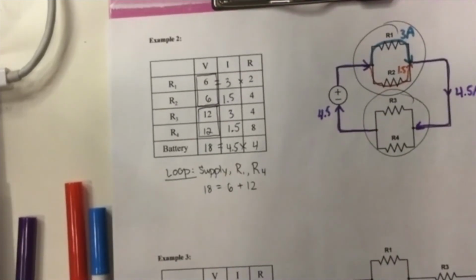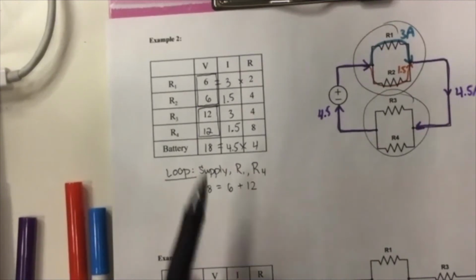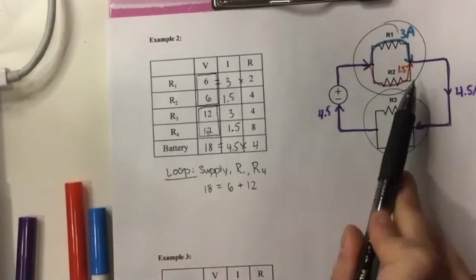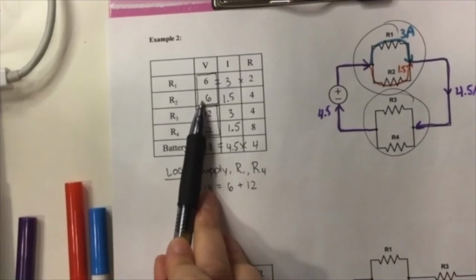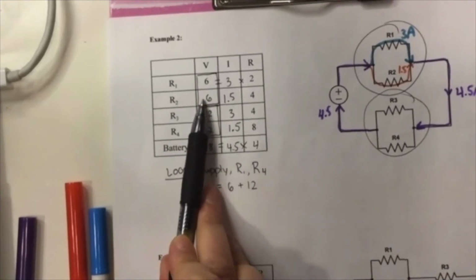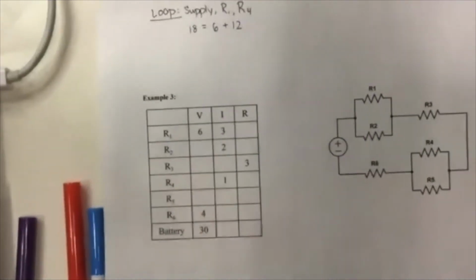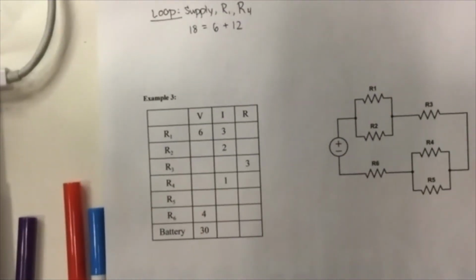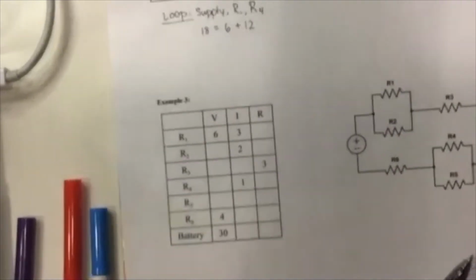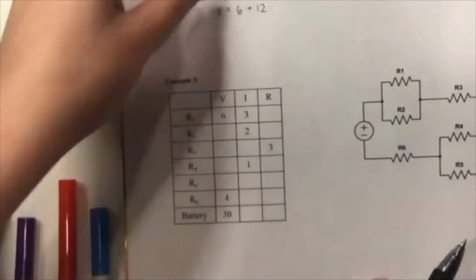So the new hint or trick that I gave you here was to put little boxes around parallel parts of the circuit to identify their voltages as being the same. Right? All right, last one. Let us use that tip.